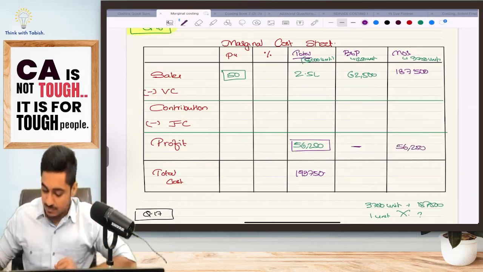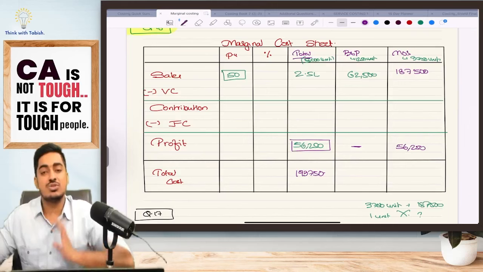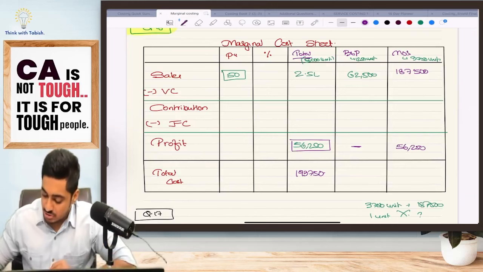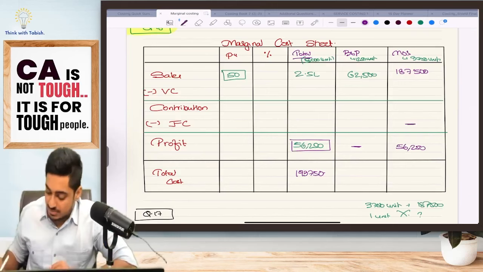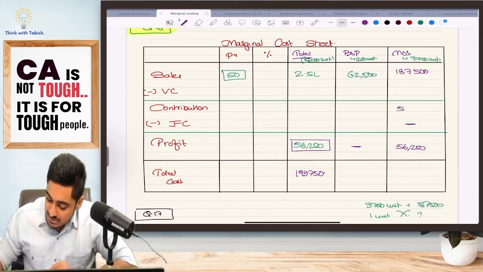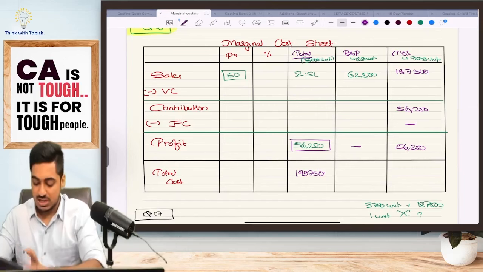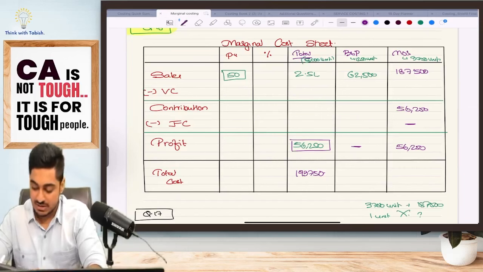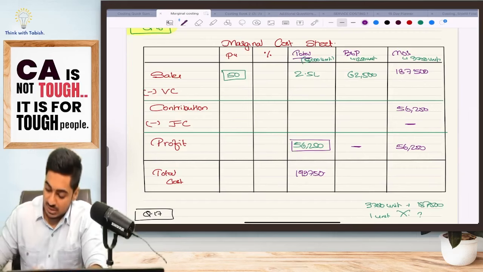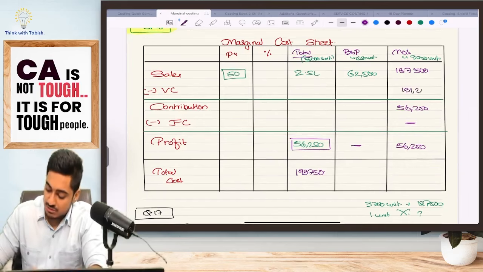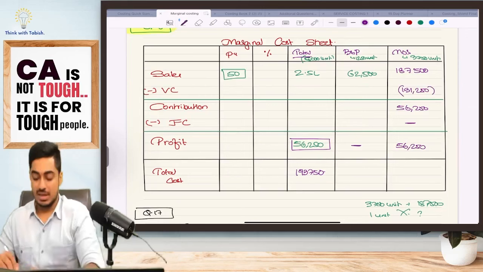MOS, 56,250. Okay. In MOS, do I need to worry about my fixed cost? No, sir. It is already recovered in BEP. That means how much contribution is sufficient? 56,250 is sufficient. That means how much variable cost should I have paid? 187,500 minus 56,250, that is 131,250 variable cost I should have paid. Yes or no, everyone? Simple.